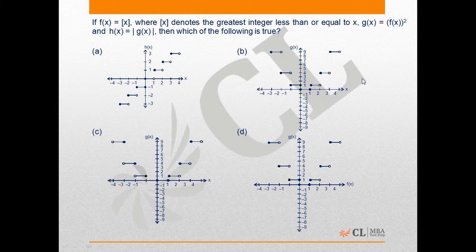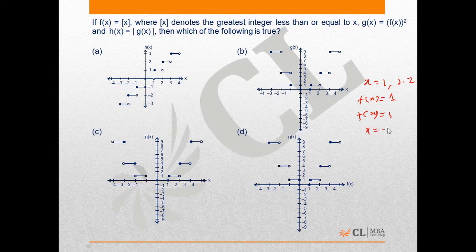This is the problem of function and graph. Here we have f of x as greatest integer of x, which is defined as the greatest integer less than or equal to x, which means if x is 1, f of x will be 1. When x is 1.2, f of x will remain 1, as it is less than or equal to x.